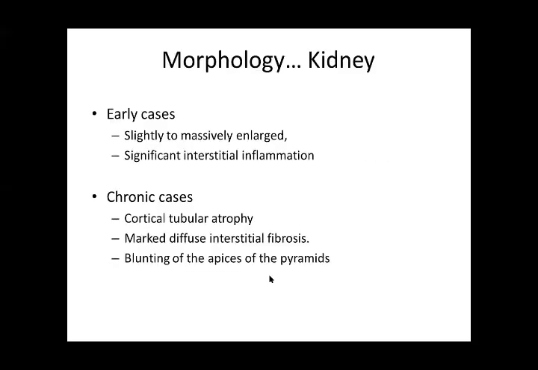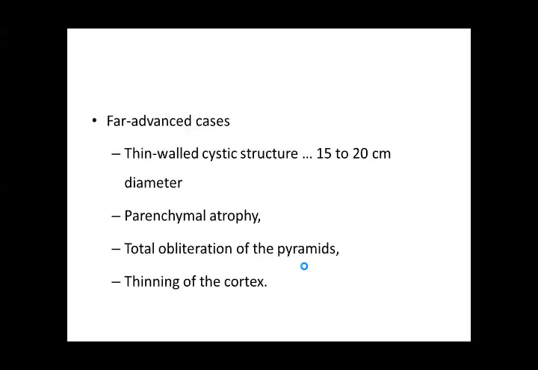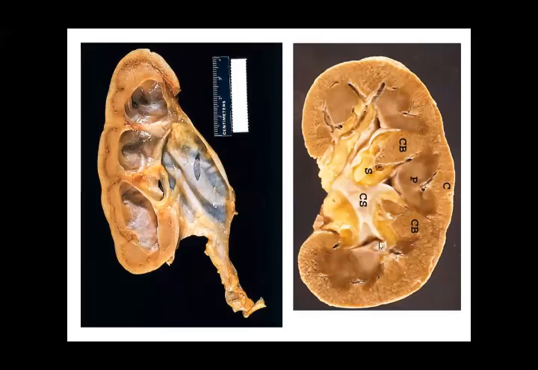I want to show you a diagram of the same. Blunting of the apices of the pyramids. Yes, here it is. Those are blunted, right? There are no apices of the pyramids here. They're all blunted because of the dilatation of the collecting system. The renal cortex is atrophied, and even the medulla is atrophied. So all you see is cystic spaces, which are not cystic, they are dilated collecting system, right?